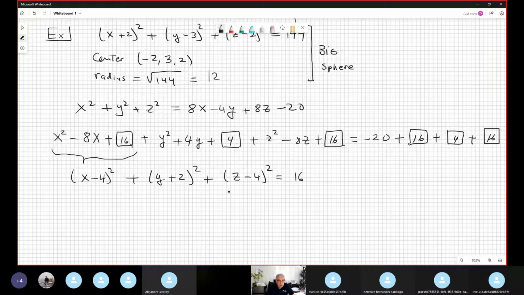Excellent. In this moment I have the standard equation of the sphere, and the center of this sphere is located at the point 4, negative 2, positive 4. And the radius is square root of 64. Very well.